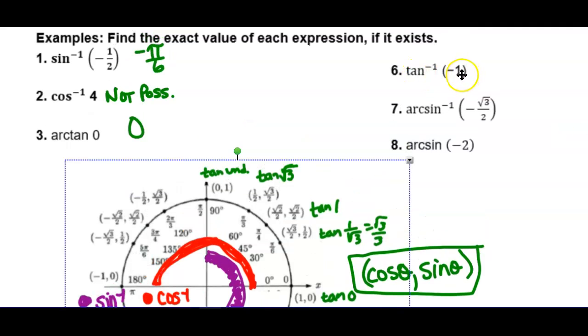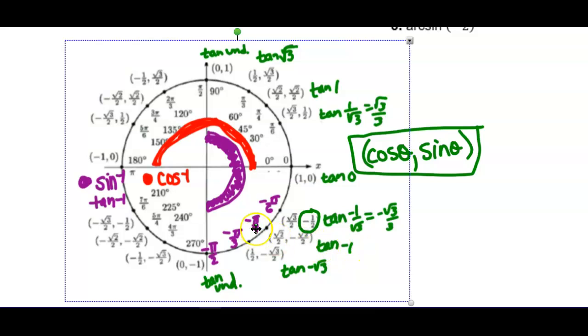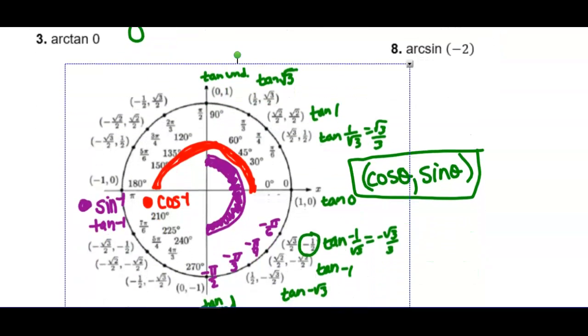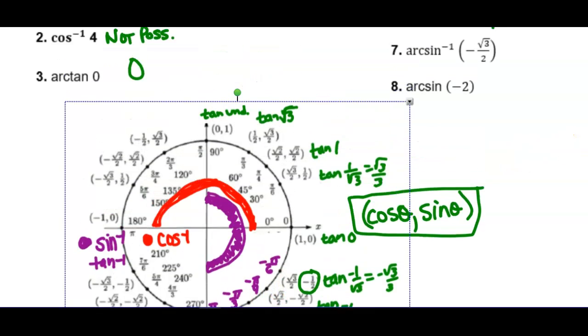Up here we have, where's the tangent negative 1? Tangent, again, was purple, so we're looking in these two quadrants. The tangent is negative 1, right down here, and that's at negative pi over 4. Where's the sine negative square root of 3 over 2? Sine, remember, is y value, so that happens down here, and it's at negative pi over 3.